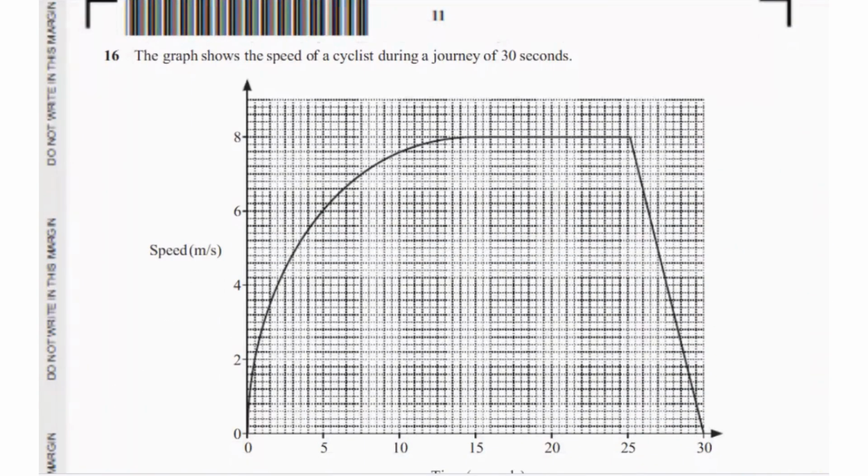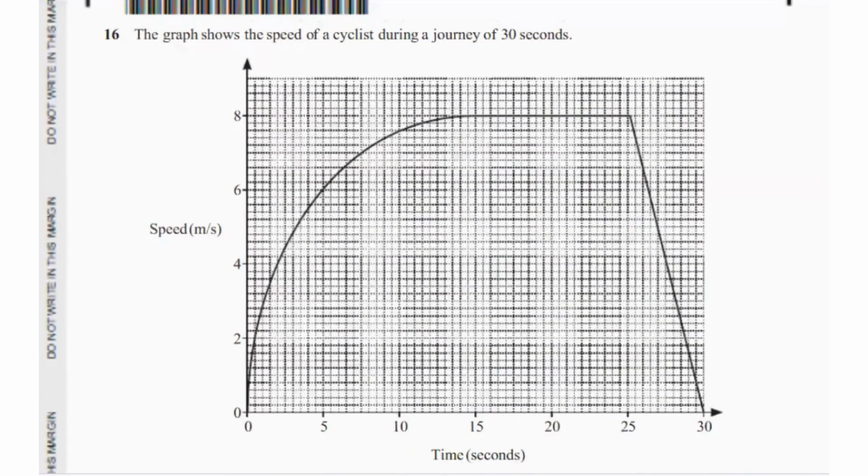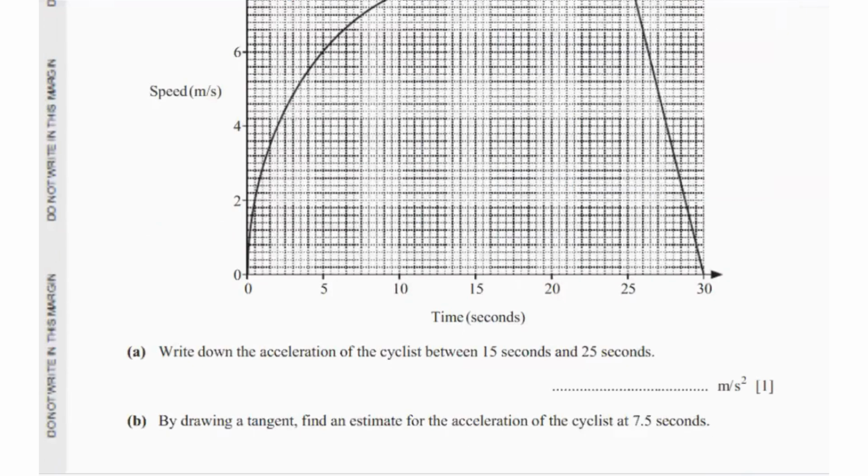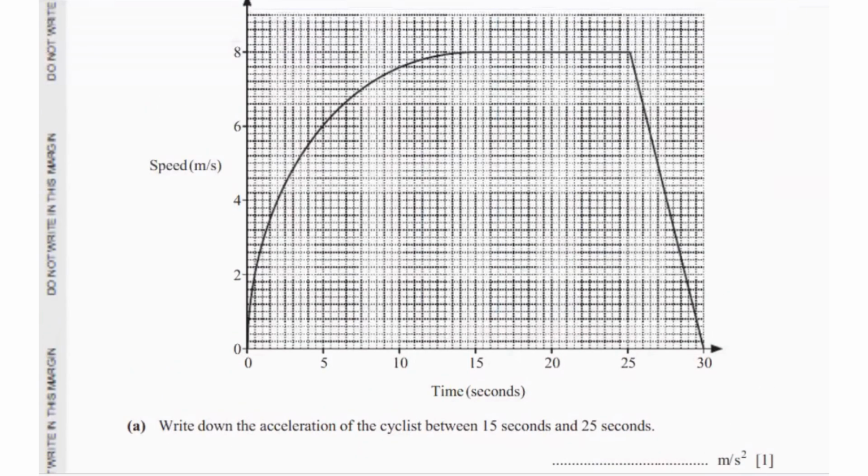Question 16 says the graph shows the speed of a cyclist during a journey of 30 seconds. Write down the acceleration of the cyclist between 15 seconds and 25 seconds. So between 15 seconds and 25 seconds, your speed is constant. So when there's constant speed, that means there is no acceleration. So it's 0. If you notice over here, this is 15 and this is 25. It's a straight line. Constant speed at 8 meters per second. Constant speed means 0 acceleration.